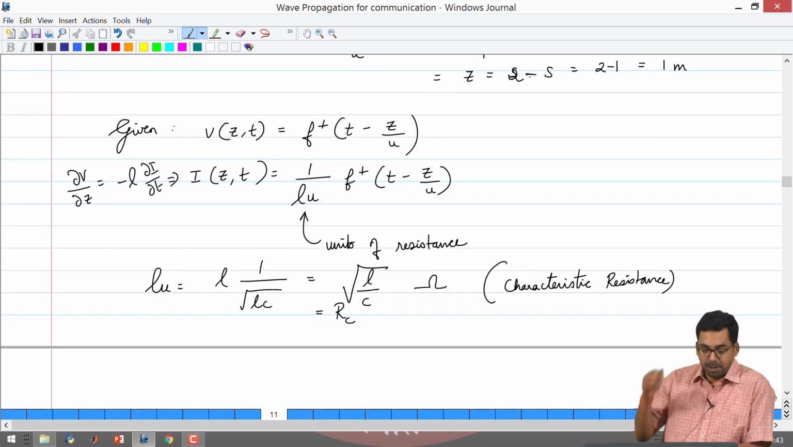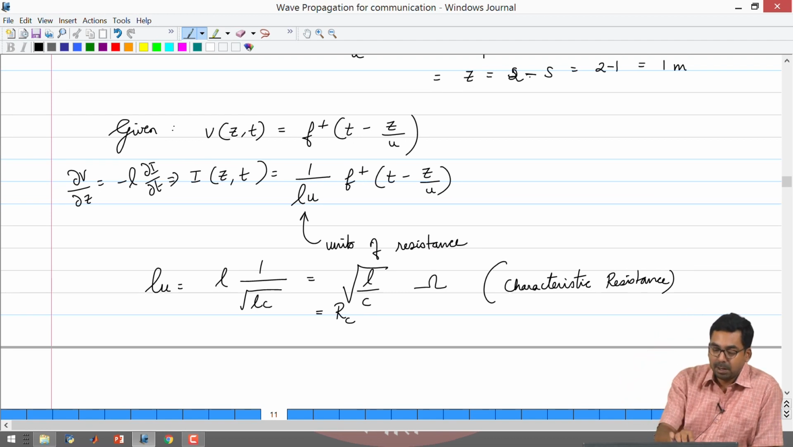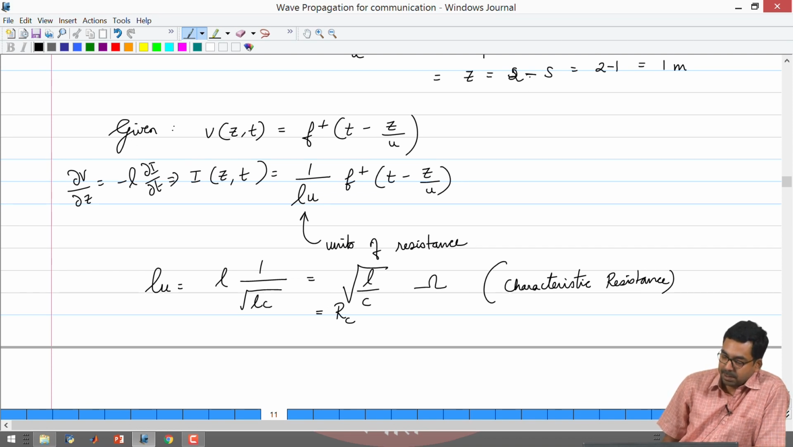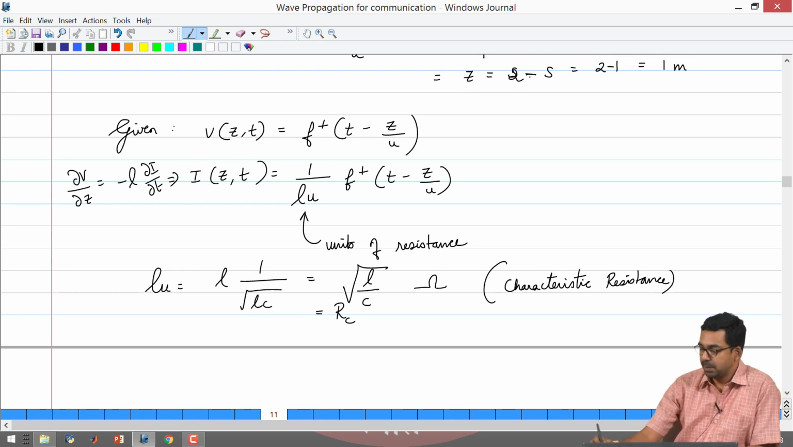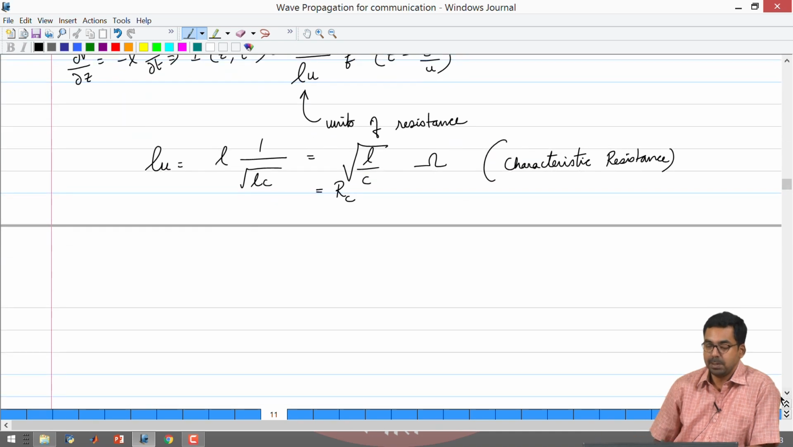What is also unusual is that for a given voltage of the form f plus of (t minus z by u), the current looks like 1 by Lu times f plus of (t minus z by u). According to Ohm's law, the unit has to be that of resistance, and this resistance is also given by the square root of L by C. To distinguish this resistance from bulk resistors that we connect in low frequency circuits, people call this characteristic resistance. It depends upon the geometry and the material that you choose for your transmission line, and for a given transmission line, this can be some fixed quantity. Okay. So, we will stop here.